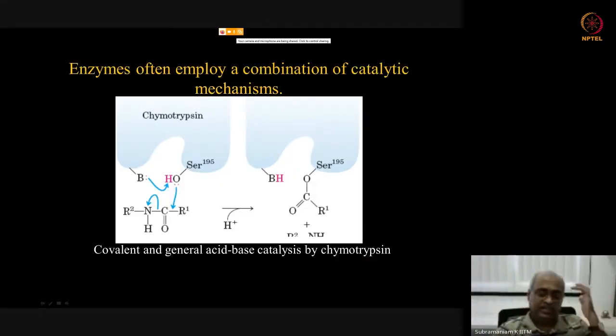So we saw these are all separate mechanisms. It's not that an enzyme that uses acid-base catalysis does not simultaneously use covalent catalysis or does not benefit from the presence of a metal ion. Many enzymes use a combination of these catalytic mechanisms. Shown here is a protease, chymotrypsin, which hydrolyzes a polypeptide chain into amino acids. It cleaves at the C terminus of lysine or arginine, and this is an amide bond cleavage. It's very much like the one that we discussed a few slides ago.